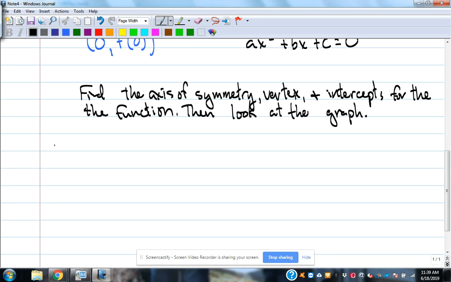All right. So first example: f of x is equal to x squared plus 6x plus 8. So a very simple one to start off with. No big numbers in there. So we're going to find the axis of symmetry, the vertex, and the intercepts for this function. We're just going to go in that order. So I'm going to find the axis of symmetry first.